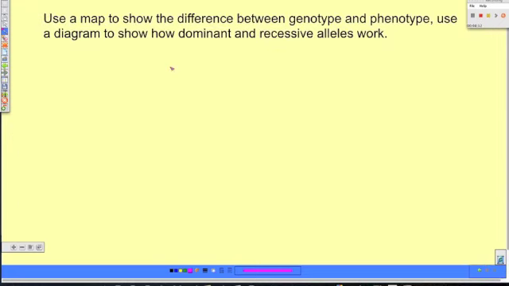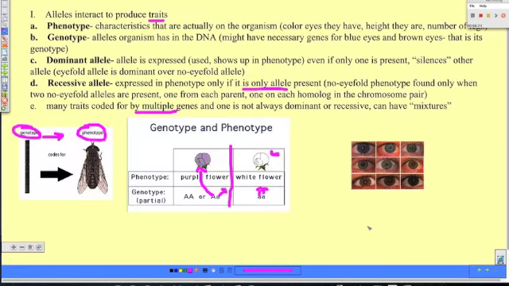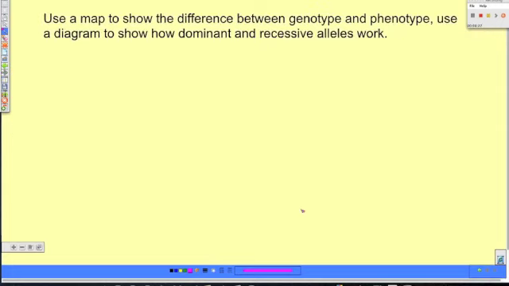So now I want you to make a map to show the difference between genotype and phenotype. You can come over here and do something similar to the diagram that I had back here. You can do something like that. You can use dragons or you can use the pea traits and show. You can have this genotype. We'll make this phenotype. This is what's on the genes. This is how you look. I'm not going to write the whole thing out.